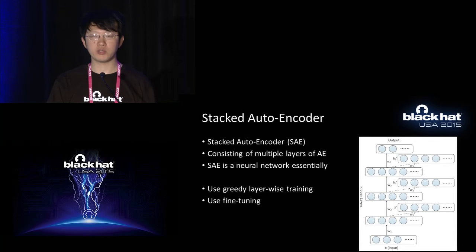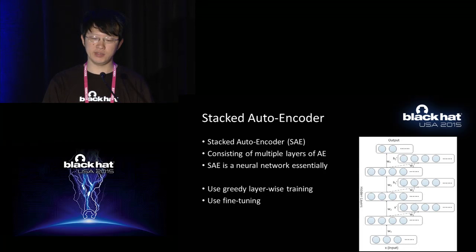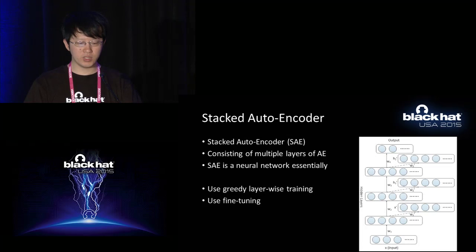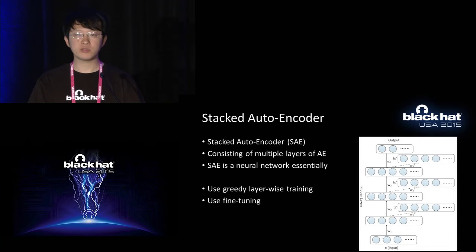If we stack several autoencoder models up, it will be a stacked autoencoder. The hidden layer of the former autoencoder is taken as the input of the later one. The output layers of each autoencoder are wiped off after the stacked autoencoder is generated. Stacked autoencoder is a neural network, essentially. But the training models are a little different, such as greedy layer-wise training and fine-tuning. We won't spend time on mathematical derivation. Just know the structure and the process. That's enough.